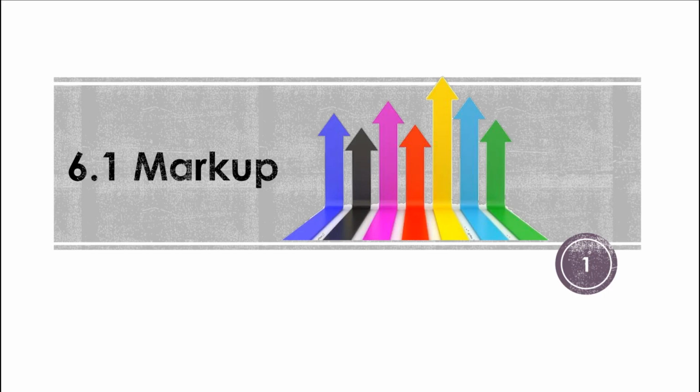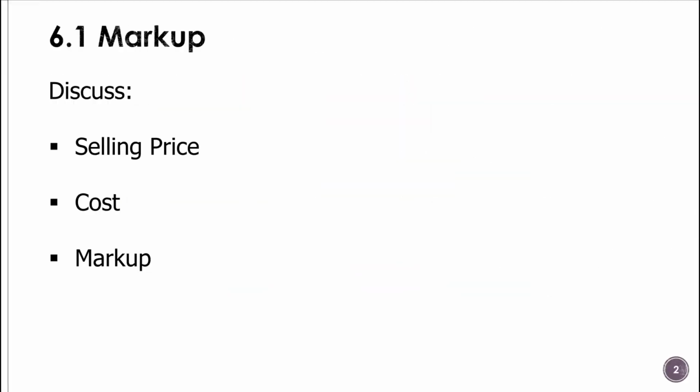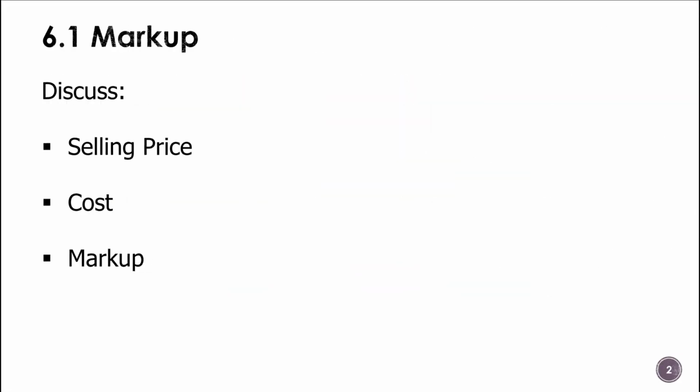Hello, we're in section 6.1 and we're going to be talking about markup. These are parts of what we'll be talking about. The selling price. So the selling price is what you would pay in a store. So whatever they mark it up to, that is your selling price. The cost is what the store would have paid to buy that item. And then the markup is the amount that they add to the cost to get the selling price.